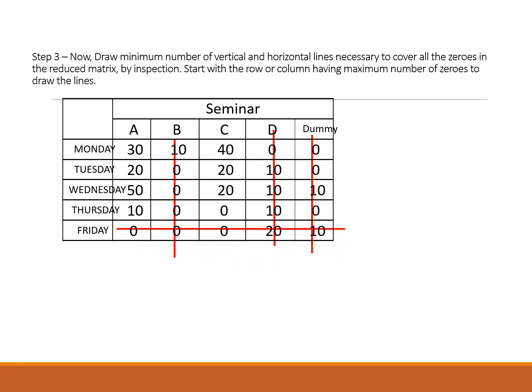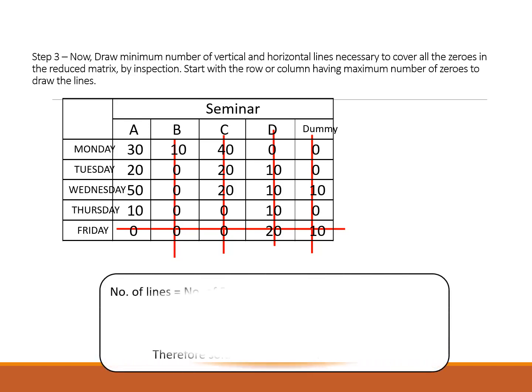The next, row Friday having the maximum number of zeros, draw the horizontal line which covers the maximum number of zeros. The next, column C having the maximum number of zeros, so draw the vertical line which covers the maximum number of zeros. Then write down: the number of lines is equal to the number of rows and columns. So 5 is equal to 5. Therefore, your solution is optimum.